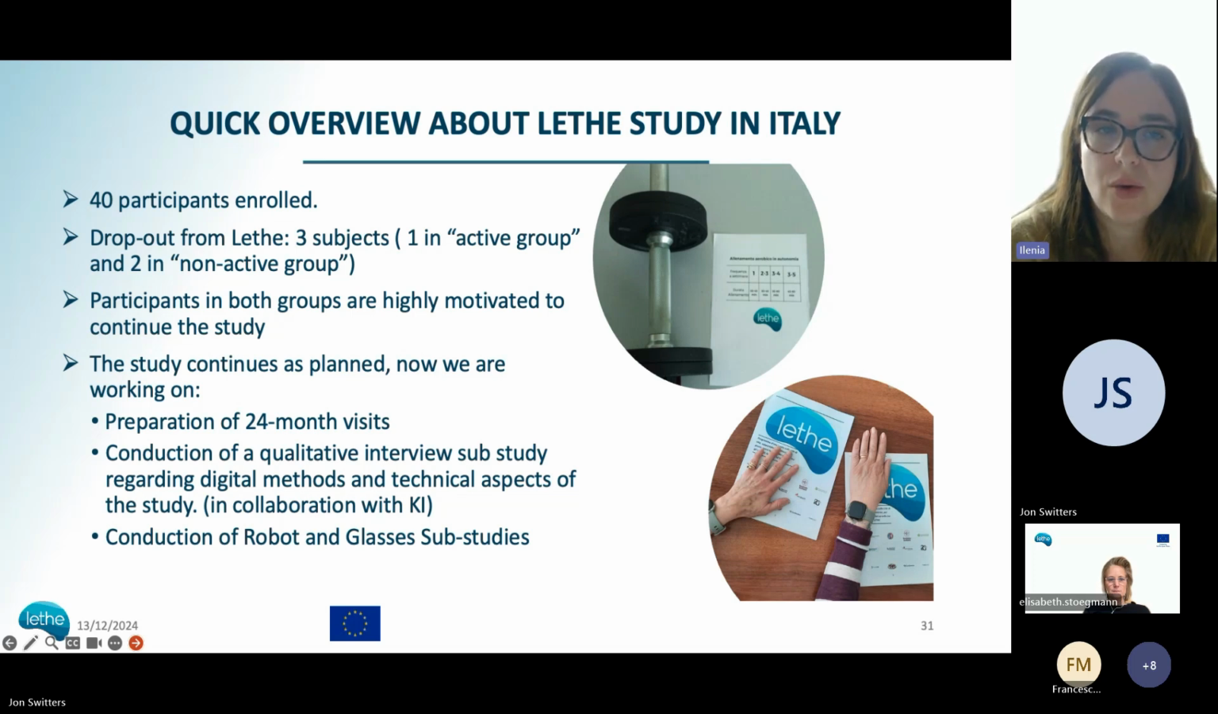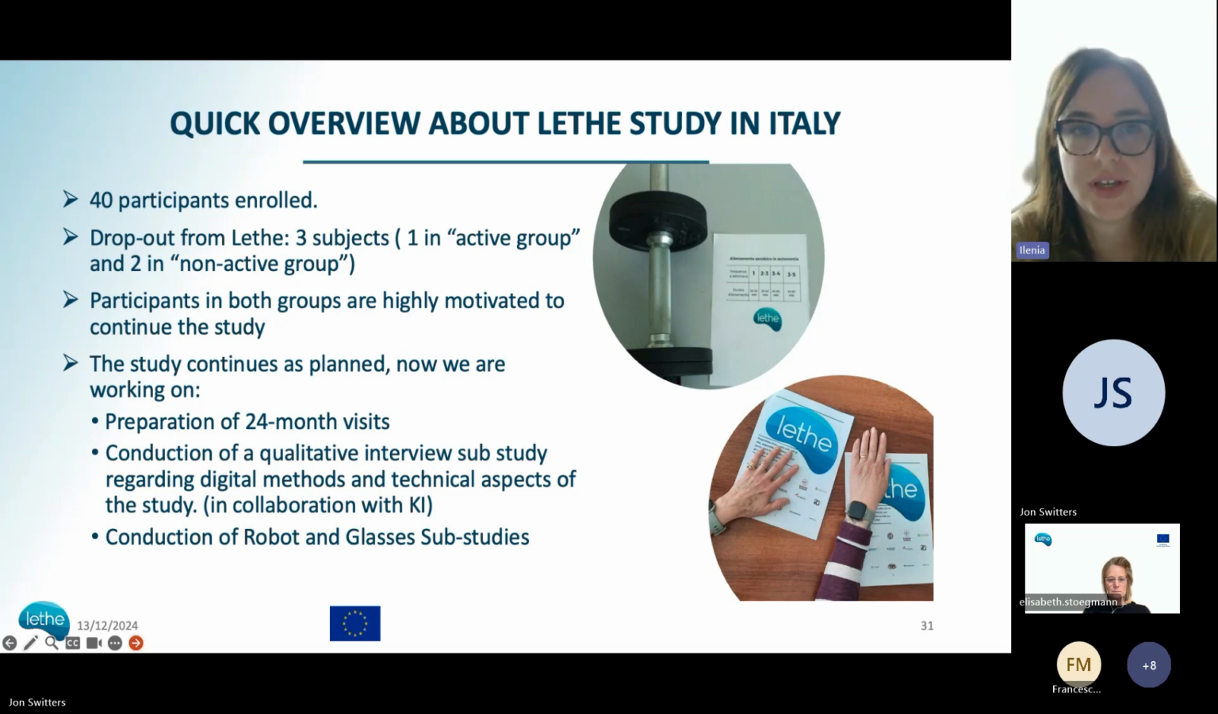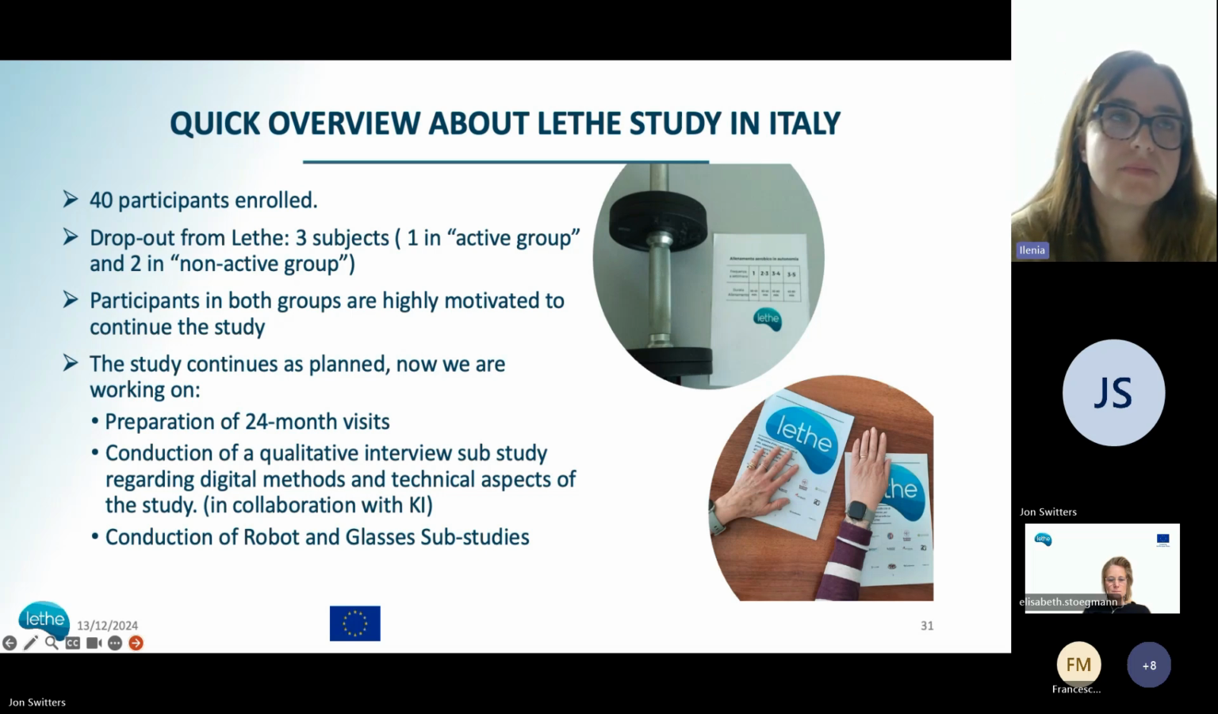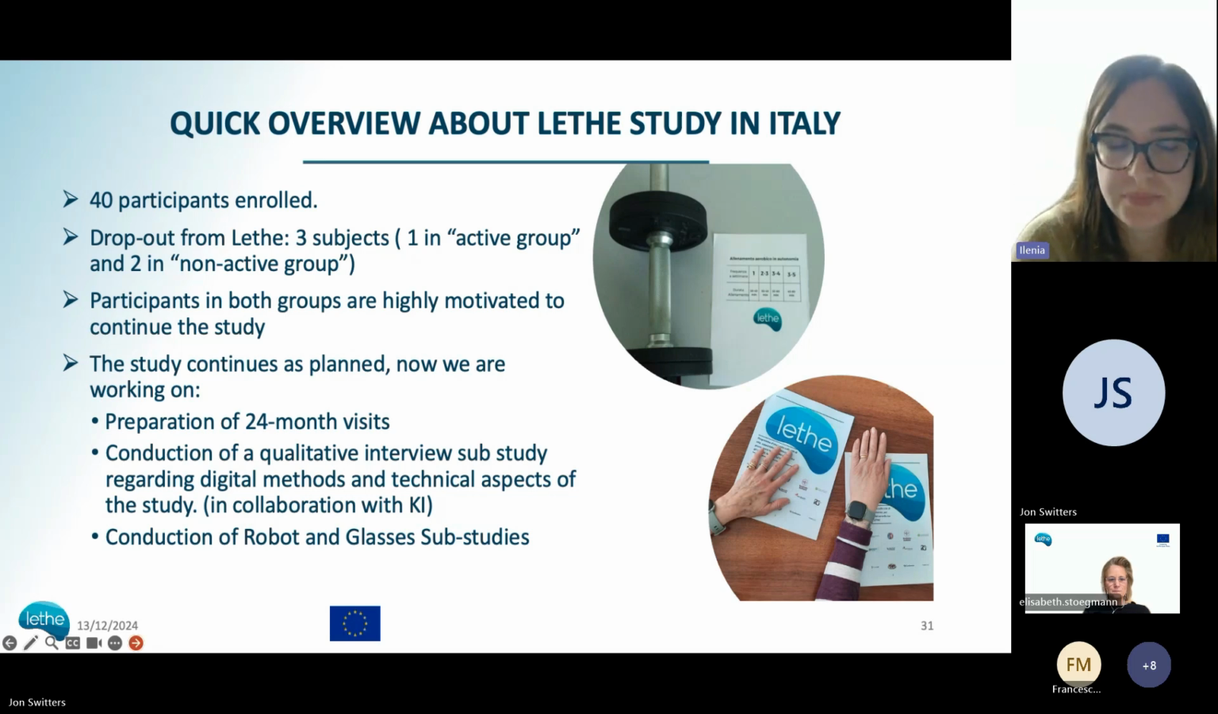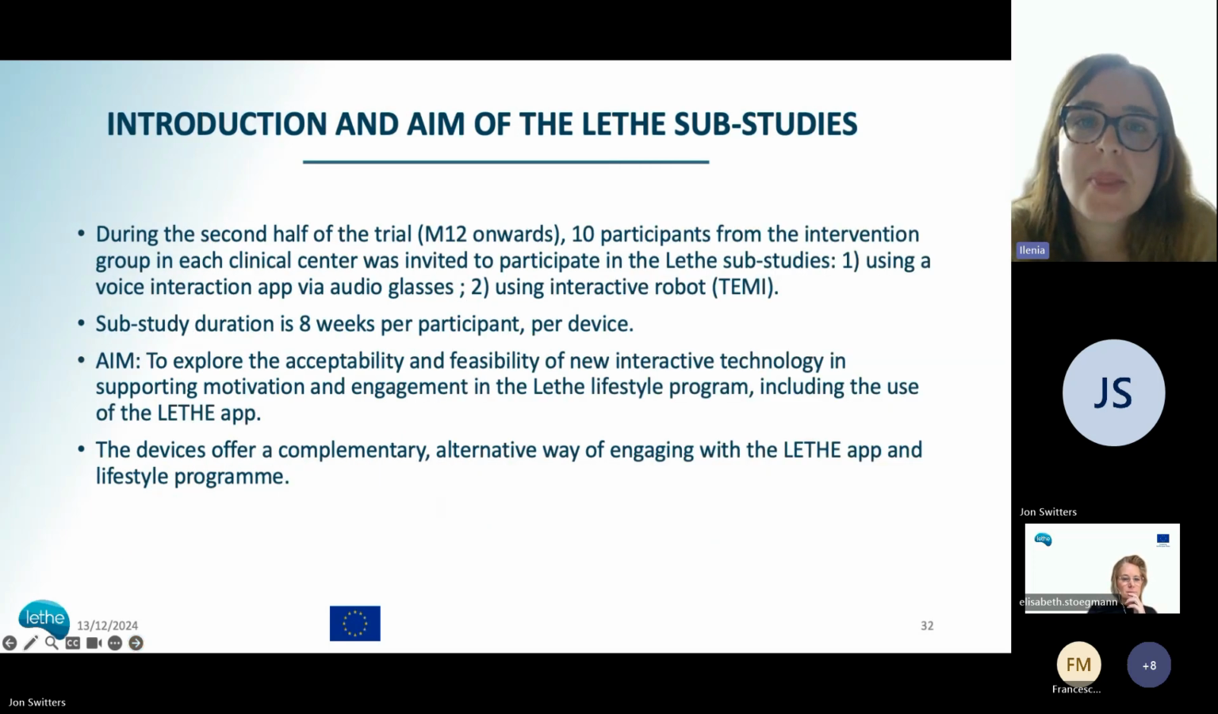Now we are working on the preparation of the 24-month visit. Then we are conducting a qualitative interview sub-study regarding digital methods and technical aspects of the study. This qualitative sub-study is in collaboration with Karolinska Institute. And we are conducting the two sub-studies that I'm going to present to you, the robot and the smart glasses sub-studies. Okay, next slide, please.